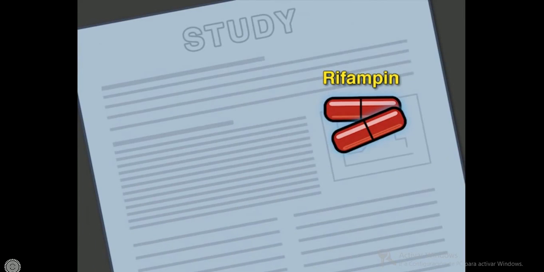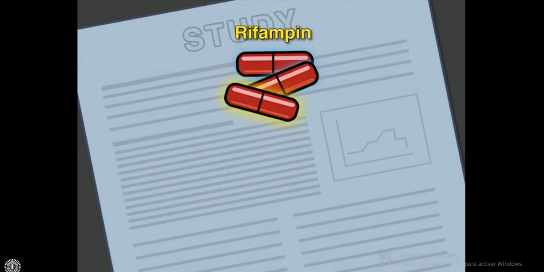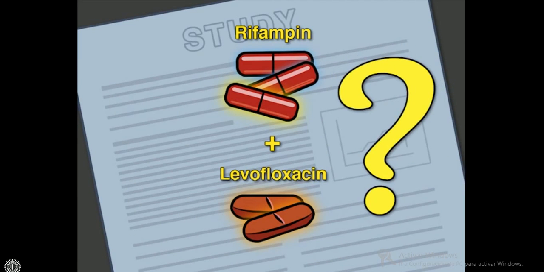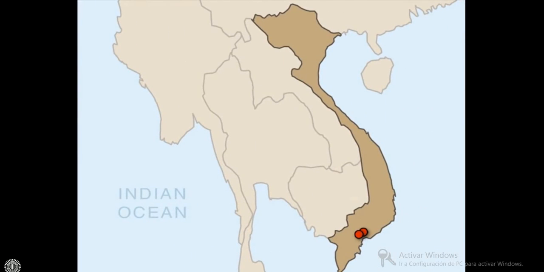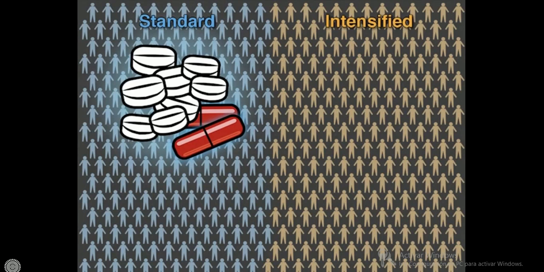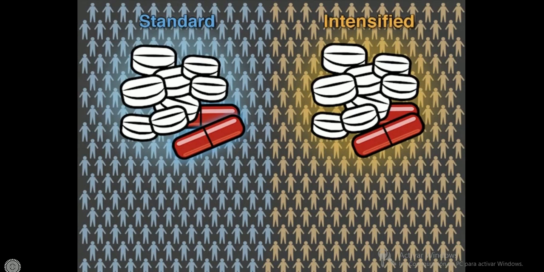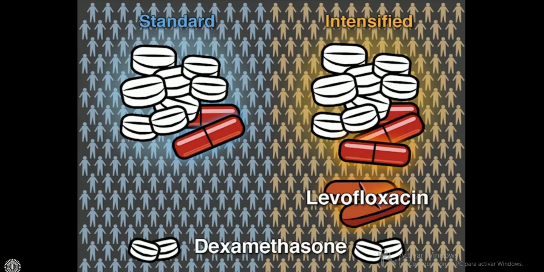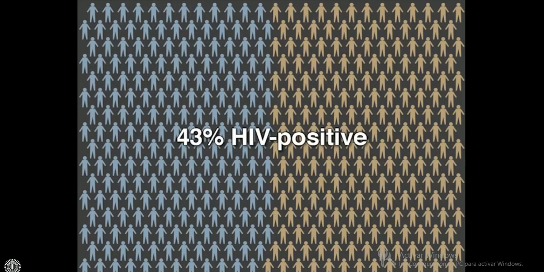In this study, investigators asked whether using a higher dose of rifampin and adding levofloxacin could improve outcomes in tuberculous meningitis. At 2 medical centers in Vietnam, 817 patients with tuberculous meningitis were randomized to receive either the standard treatment or intensified treatment. For the first 8 weeks, patients in the intensified treatment group received the standard treatment plus levofloxacin, with their dose of rifampin increased to 15 milligrams per kilogram per day. All patients received adjuvant dexamethasone. About 43% of the patients were HIV positive.